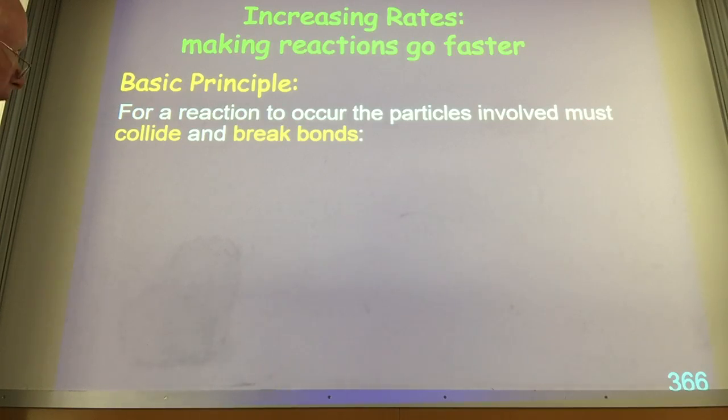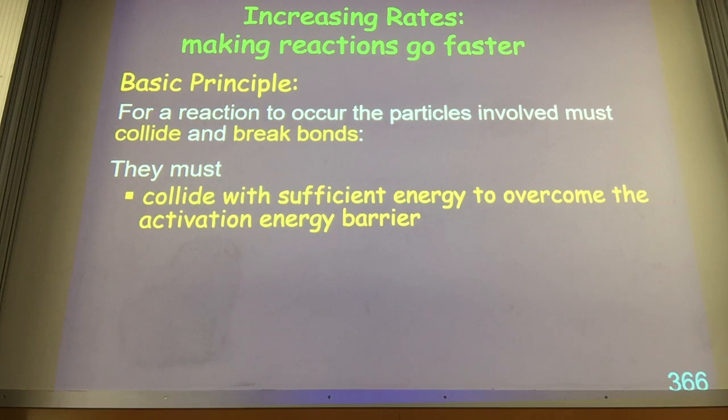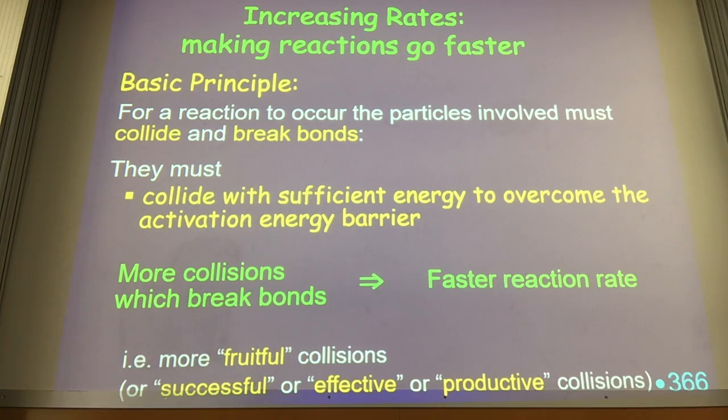Well, basically what is required is to get particles to collide and break bonds more often. So that means they've got to smash into each other hard enough to break bonds. They need to collide with sufficient energy to overcome the activation energy barrier. More collisions which break bonds mean a faster reaction rate. That's the essential connection that we need to make in this topic.